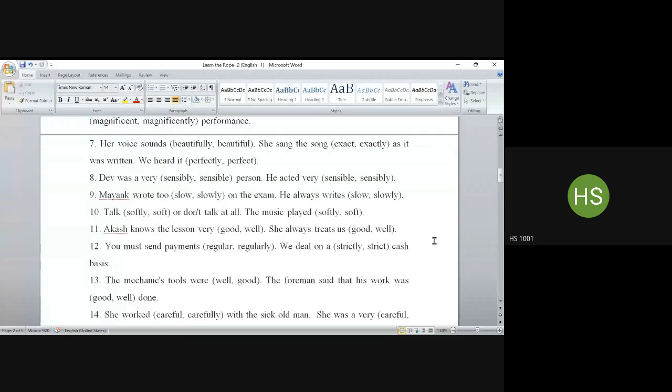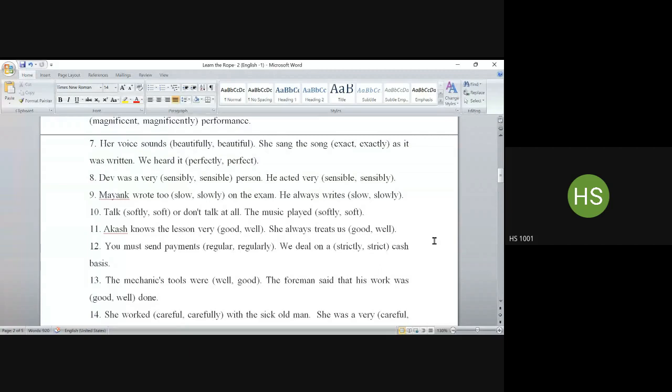Send payments regularly. You're qualifying the action of sending payments, so you must send payments regularly. We deal on a strict cash basis, or strictly? Strictly. Why? Because you're talking about how you deal with things, right? So, strictly.